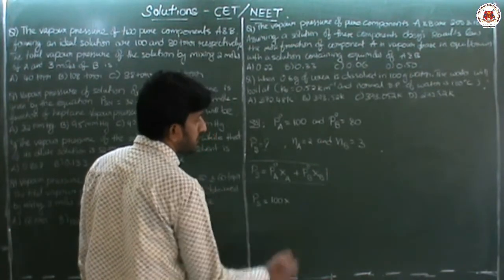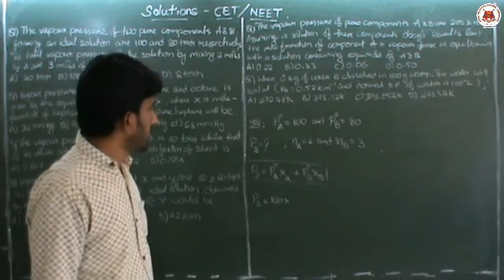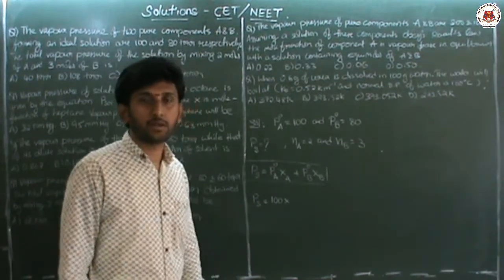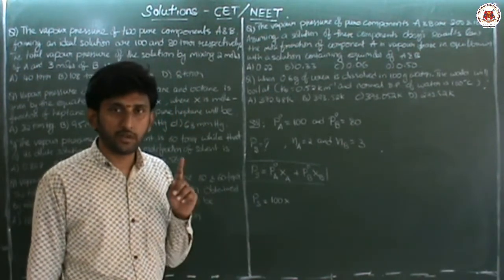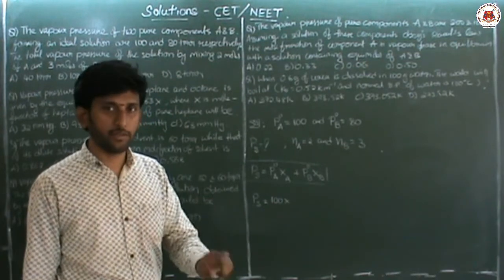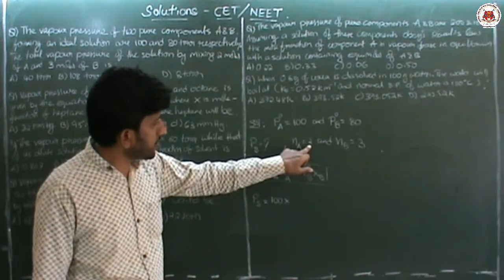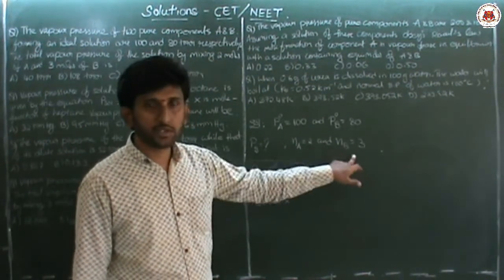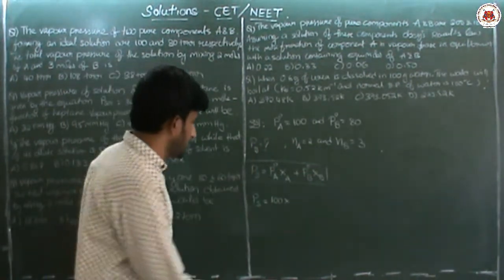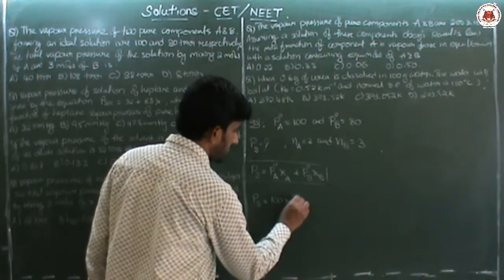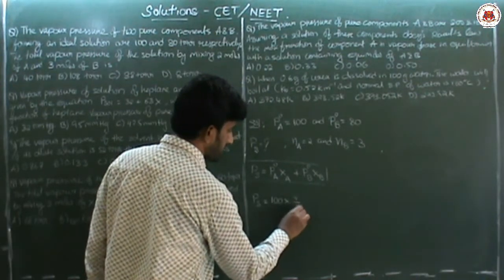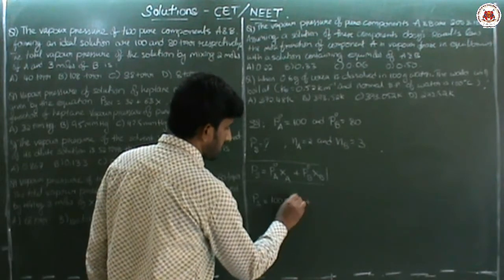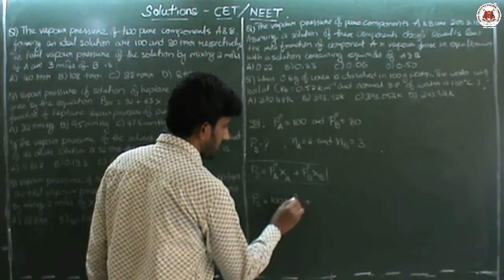100 into, what is the mole fraction of A? Mole fraction of A must be equal to number of moles of A divided by total number of moles. What is the number of moles of A? 2. Total number of moles, 2 plus 3, 5. That means XA will be 2 by 5.